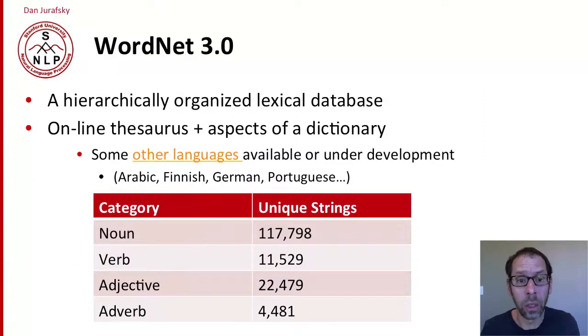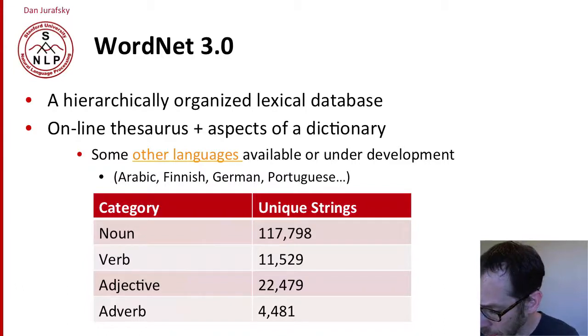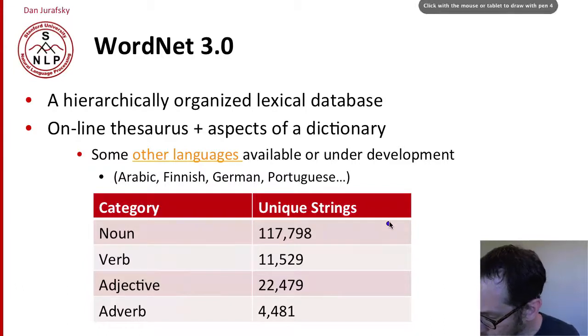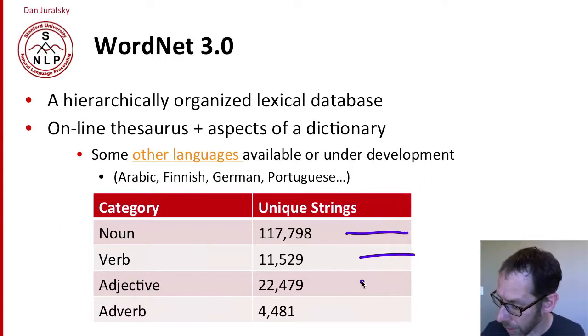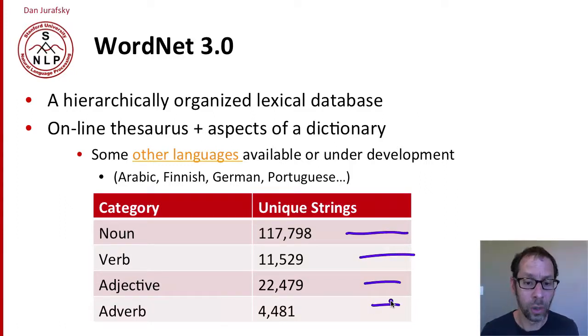One of the most commonly used ones, WordNet, is a hierarchically organized lexical database. It's an online thesaurus, but also it has some aspects of a dictionary. And WordNet itself is in English, but there's lots of other languages that are either available or under development. In WordNet itself, we have over 100,000 nouns and over 10,000 verbs, and also adjectives and adverbs. And for each of those, we're going to have definitions and ontological relations.